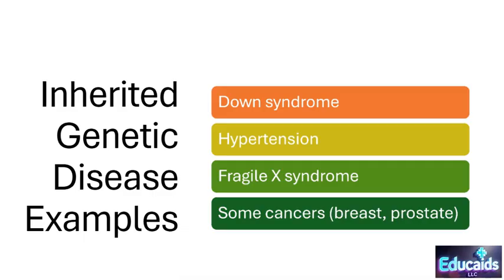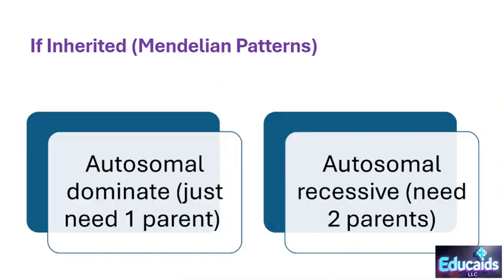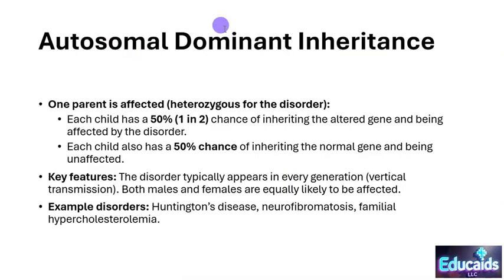Some examples of inherited genetic diseases. So we've got Down syndrome. Hypertension can be genetic, Fragile X syndrome, some cancers like breast or prostate cancer. If inherited, there's the Mendelian patterns. You guys probably learned that in anatomy and physiology. So autosomal dominant, you just need one parent to get it. Autosomal recessive, you need two parents. So just think of dominant. If it's a dominant inheritance pattern, obviously it's going to erupt more. If you just have one parent, you got a 1 in 2 chance of getting it.